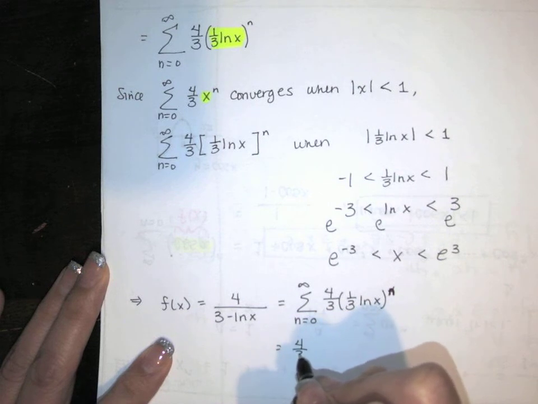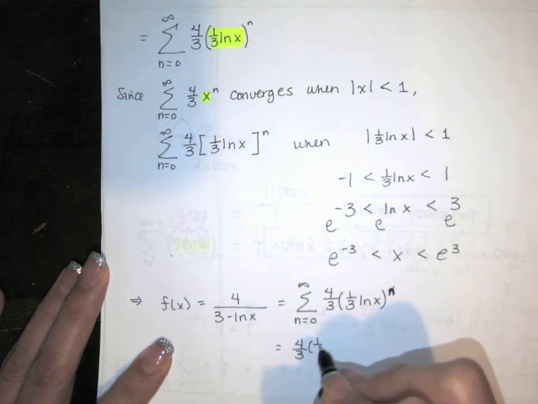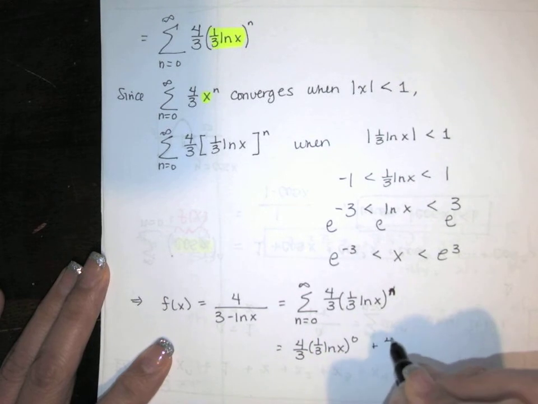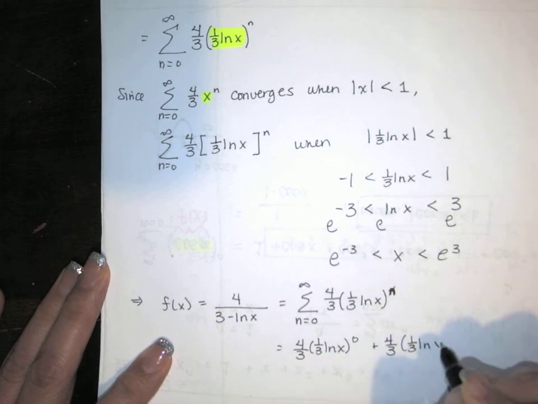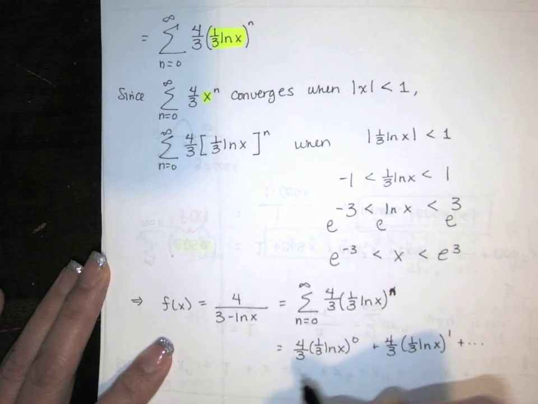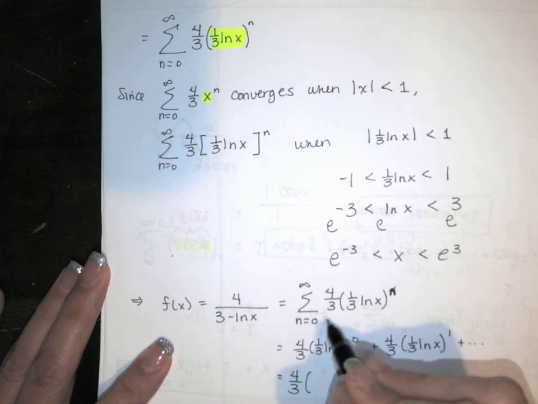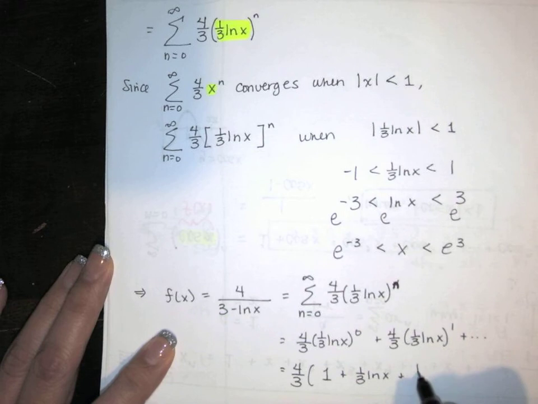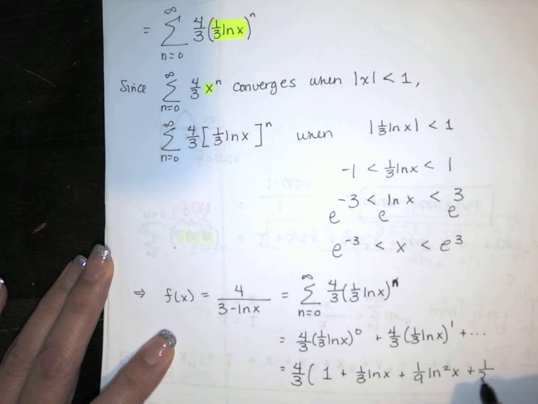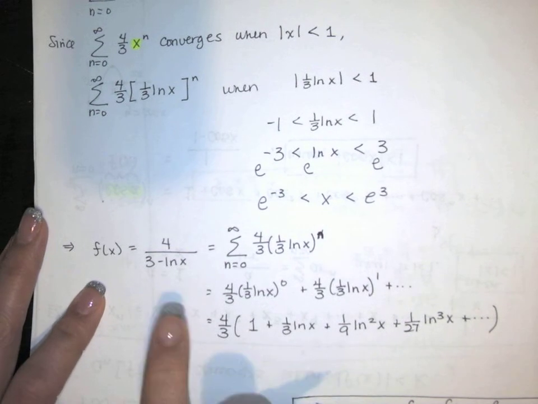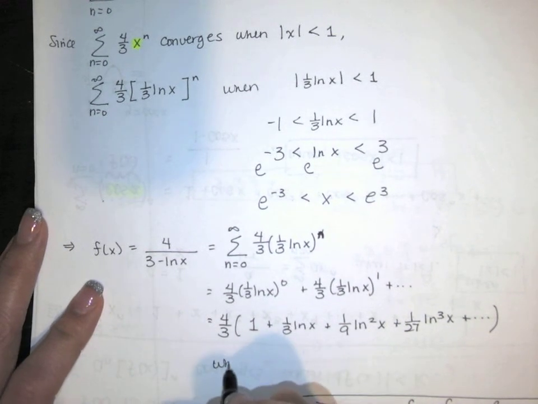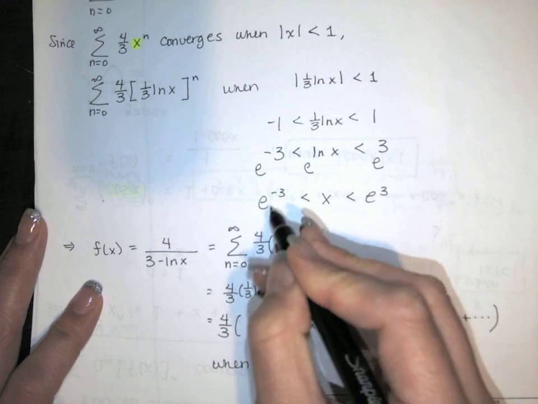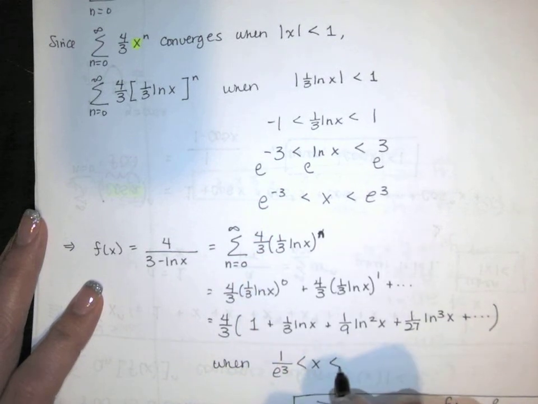This is 4/3 times 1/3 natural log of x to the 0 plus 4/3 times 1/3 natural log of x to the first, and so on. Let's factor out the 4/3 from everything. So this to the 0 is 1. Then we get 1/3 natural log of x to the first, and then we take that and we square it, 1/9 natural log squared of x, and then we take that and we cube it, 1 over 27 natural log cubed of x, and you keep going indefinitely. That infinite series represents this function when x is between e to the negative 3, so that's 1 over e cubed, and e cubed.